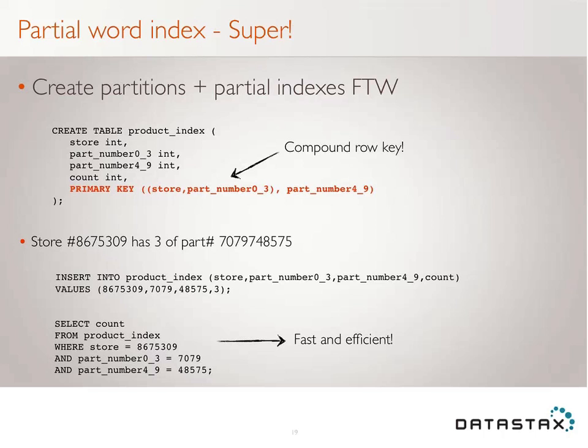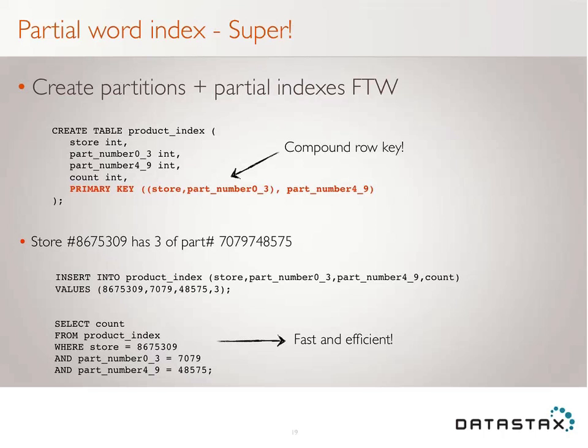Now, how I'm going to do this is I'm going to create this product index, breaking up the part number into four digits. It's a 10-digit number. The first 4 digits are going to be part of my row key, along with the store. So look at what I've done here with the compound row key. I have a store and then 4 digits of the part number. That's going to be the row key. That's going to keep things partitioned pretty nicely.